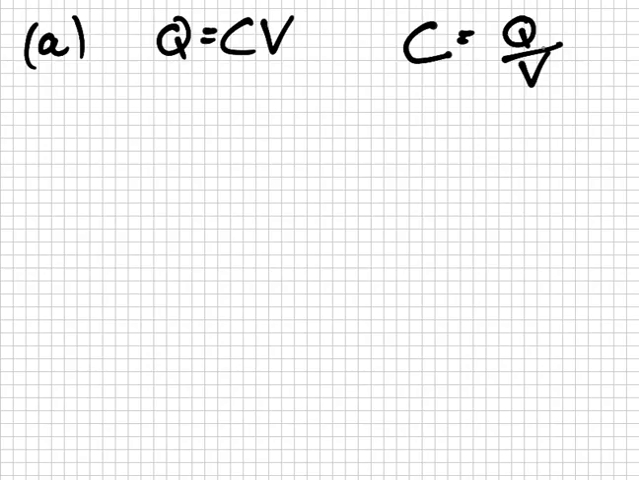So you can say capacitance is the amount of charge per change in voltage. But there's a better word than voltage. Potential difference. So you could say capacitance is the amount of charge required per change in potential difference.